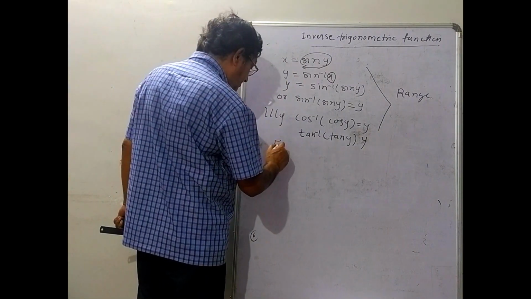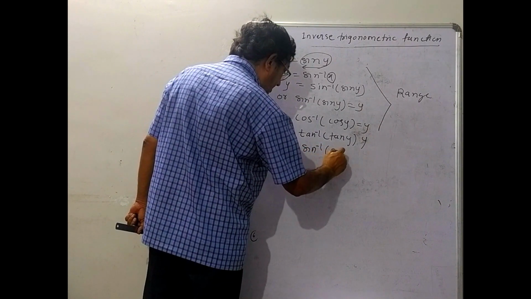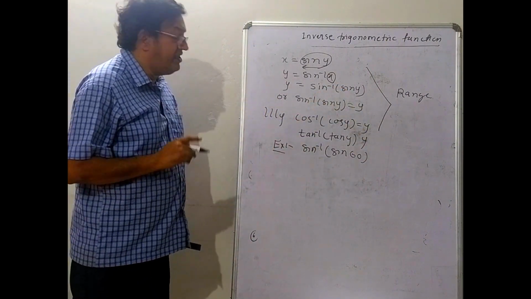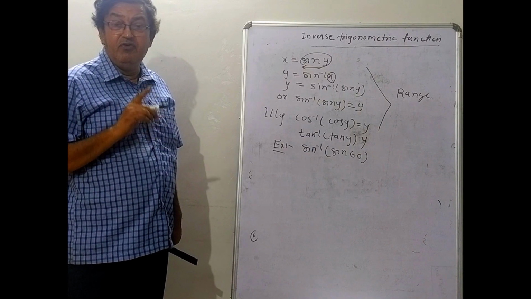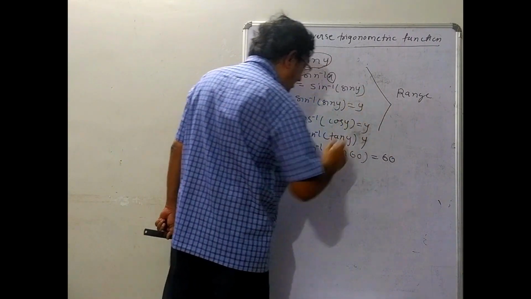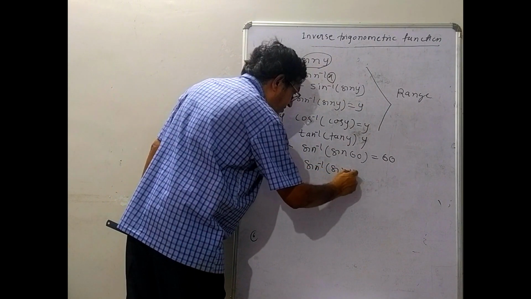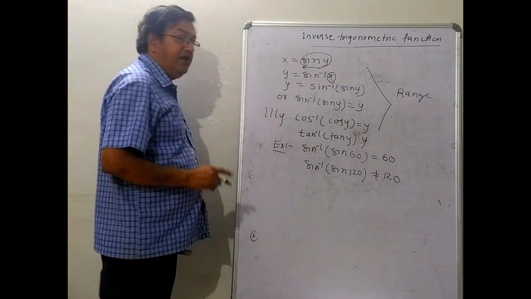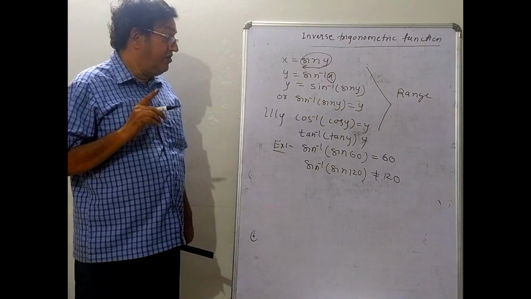For example, sin inverse of sin 60. The 60 lies in the range of sin function, minus pi by 2 to plus pi by 2. So sin inverse of sin 60 will be 60. And if I take sin inverse of sin 120, this is not equal to 120, because the range for sin inverse function is minus 90 to plus 90.